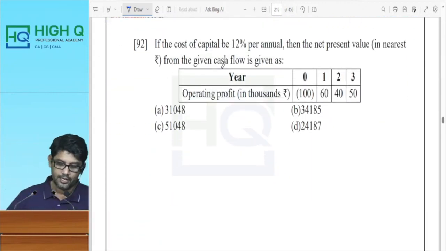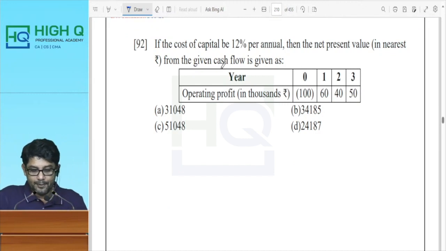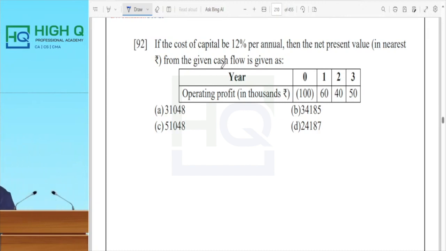Question 92. If the cost of capital is 12% per annum, then the net present value nearest to rupees from the given cash flow is given as. My dear, definitely in financial management, this cash flow statement and all you are going to do. I'll show you a few formulas.